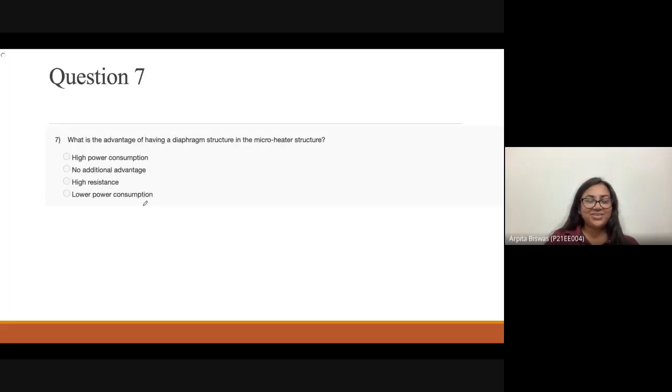Okay. So next move toward question number 7. What is the advantage of having the diaphragm structure in microheater structure? First option is the high power consumption. The second option is no additional advantage. The third option is high resistance. And the last option is lower power consumption. So take your time and go through the question carefully. Then try to give the right answer.